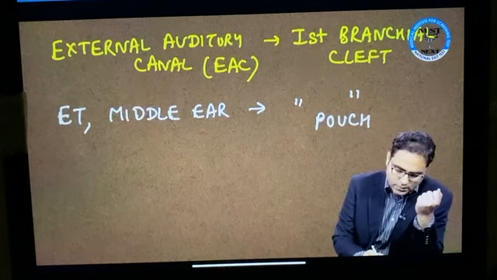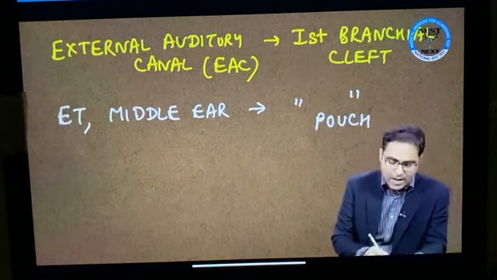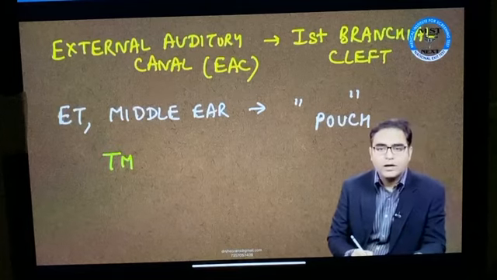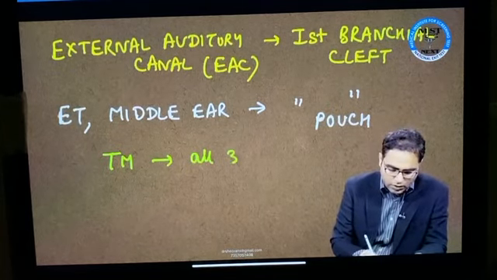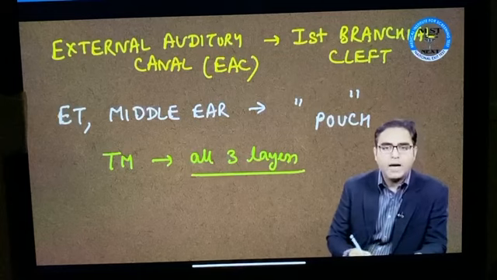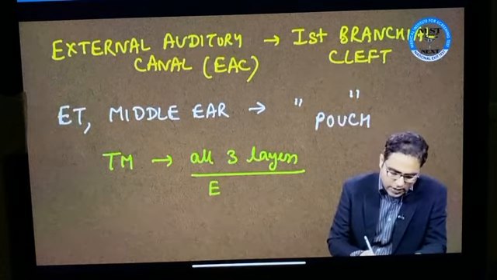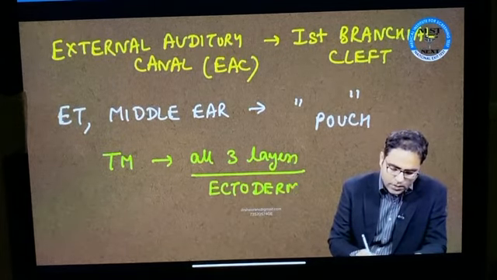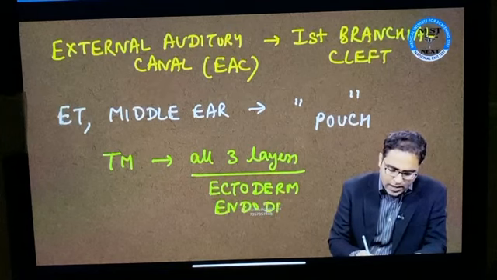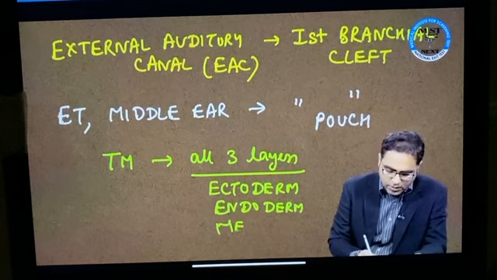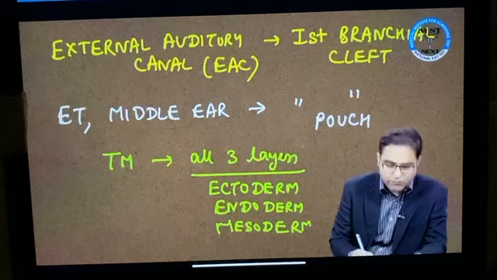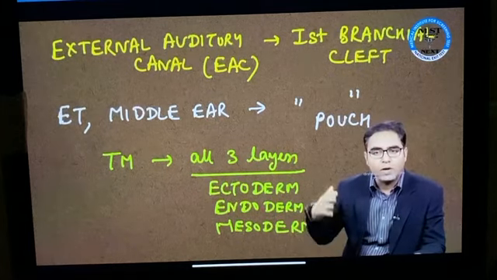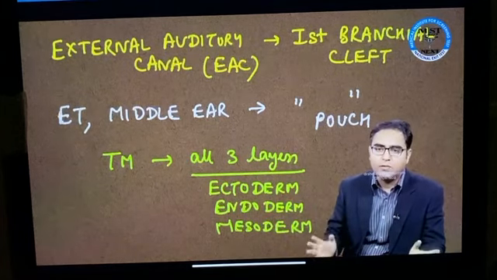Number 3, write down. Number 3, tympanic membrane. Tympanic membrane develop from all 3 layers. That is ectoderm, endoderm, and mesoderm. I told you human embryo develops from 3 layers: ectoderm, outside, endoderm, towards the mucosa side, the pharynx side, and the mesoderm. Sandwich between the ectoderm and endoderm.